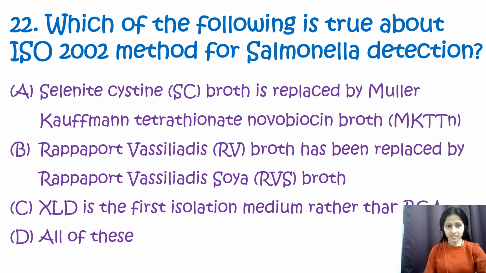Question number 22. Which of the following is true about the ISO 6579:2002 method for Salmonella detection? Option A, selenite cystine SC broth is replaced by Muller-Kauffmann tetrathionate novobiocin broth, that is MKTTn. B, Rappaport-Vassiliadis RV broth has been replaced by Rappaport-Vassiliadis soya RVS broth. Option C, XLD is the first isolation medium rather than BGA. Option D, all of these. So the correct option for this will be option number D, all of these.